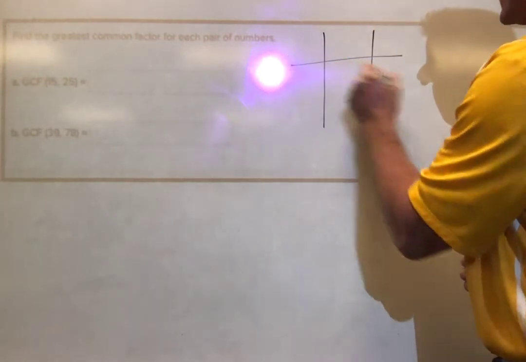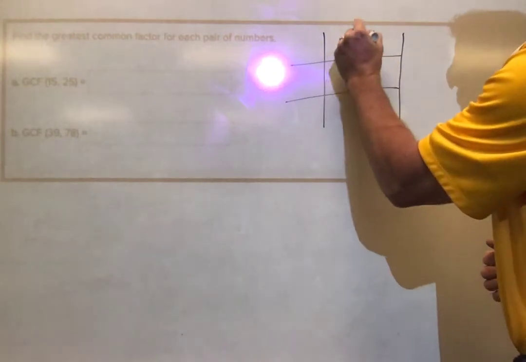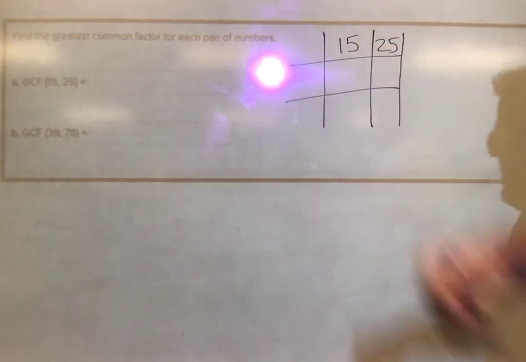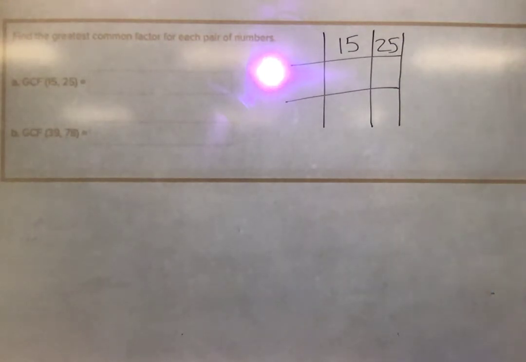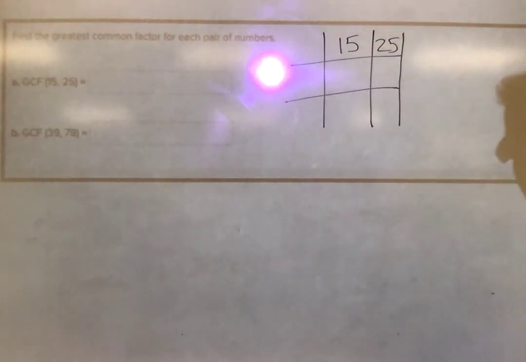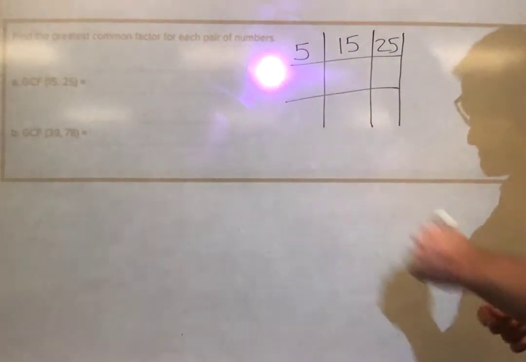Basically we make a tic-tac-toe board and write our 2 numbers on the top right side here and in the middle. And our job here is to pull out any common factors. In this case, I know that 15 and 25 both end in 5. So with my divisibility rules, I know that they both divide by 5. So we're going to pull out a 5, which means we're going to divide them both by 5.